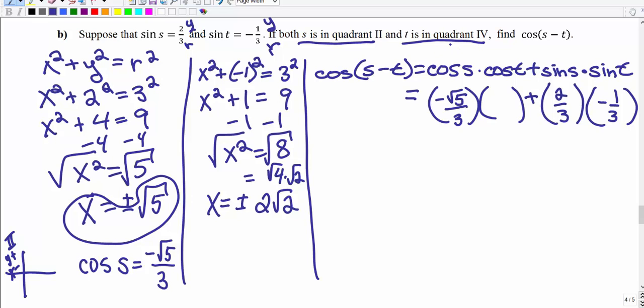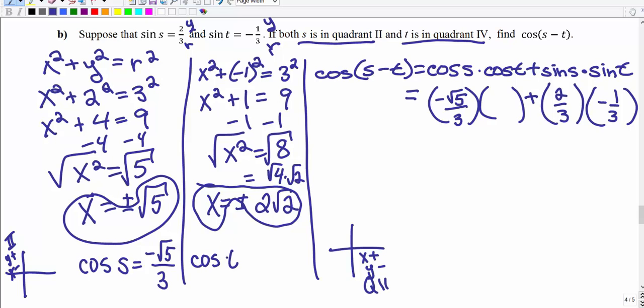Now this time we are told that angle T is in quadrant 4. So let's think about quadrant 4 for a minute. X would be positive, y is negative. So since we're talking about a quadrant 4 angle T, we're going to choose the x value being positive. So the cosine value of this angle T would be positive 2 square root of 2 divided by r, which we were told is 3. So let's put that cosine value of angle T in: 2 square root of 2 all over 3.